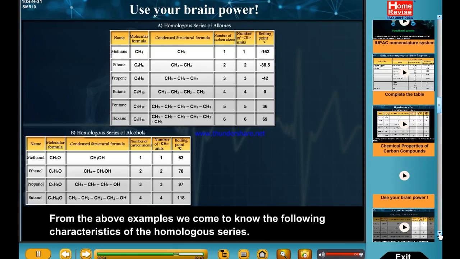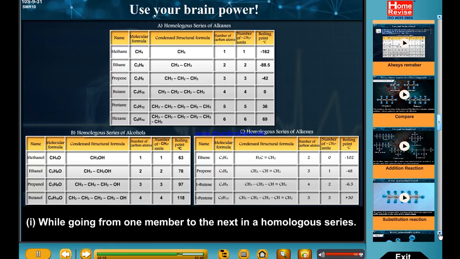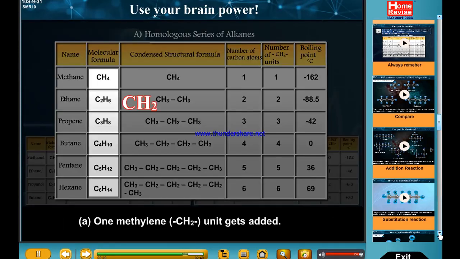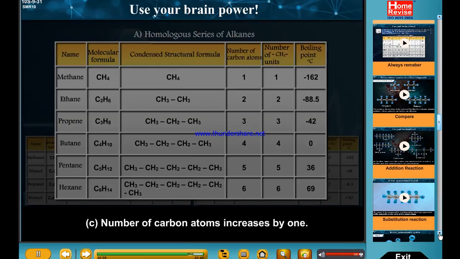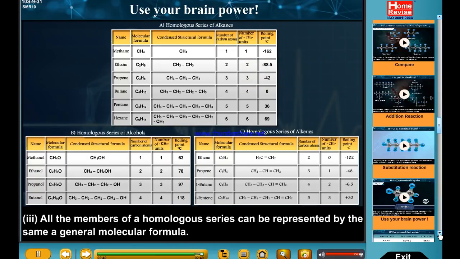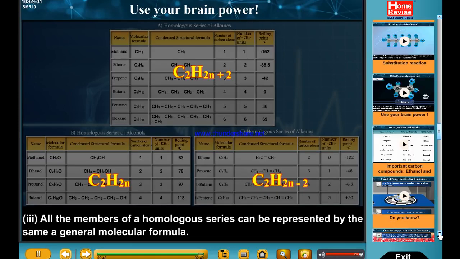From the above examples, we come to know the following characteristics of the homologous series. First, while going from one member to the next in a homologous series, A, 1 methylene CH2 unit gets added. B, molecular mass increases by 14 Dalton. C, number of carbon atoms increases by 1. Second, chemical properties of members of a homologous series show similarity. Third, all the members of a homologous series can be represented by the same general molecular formula.